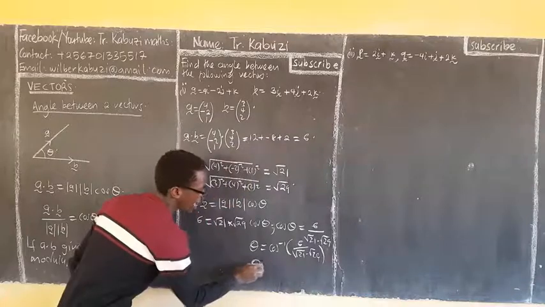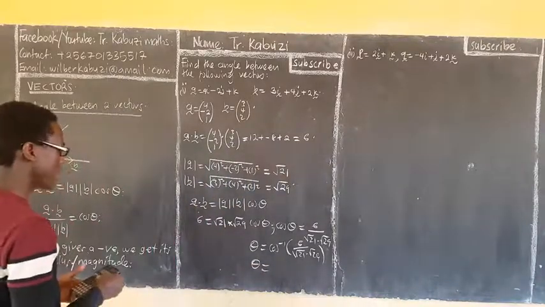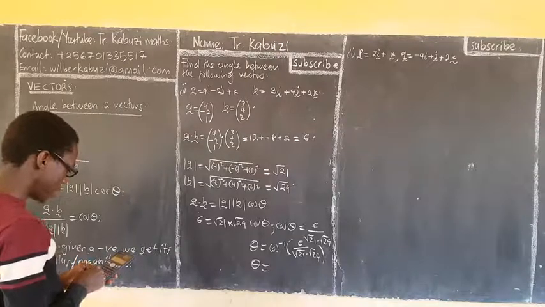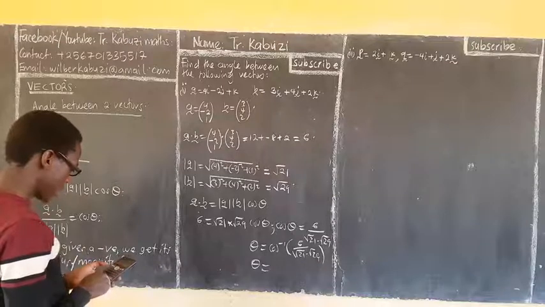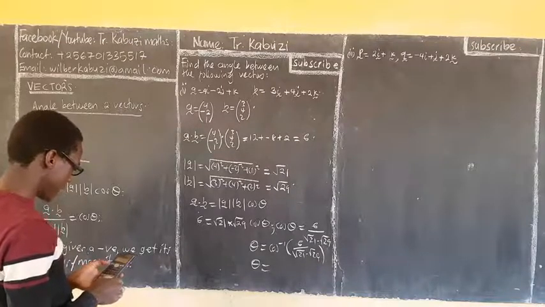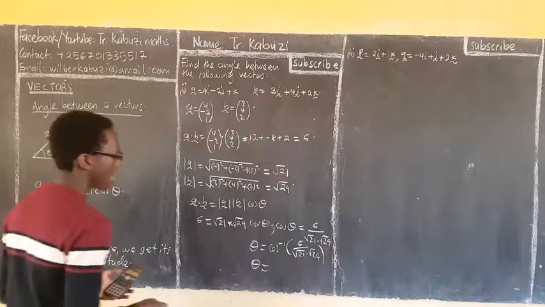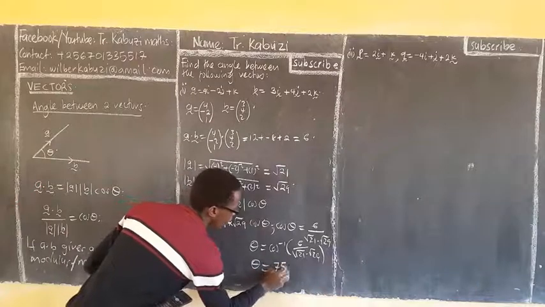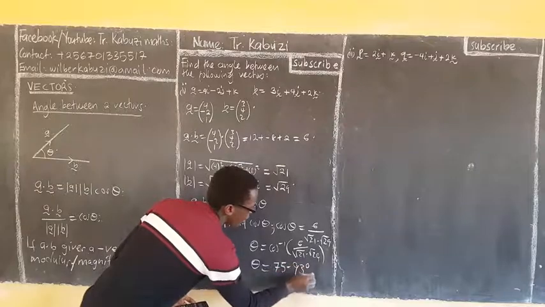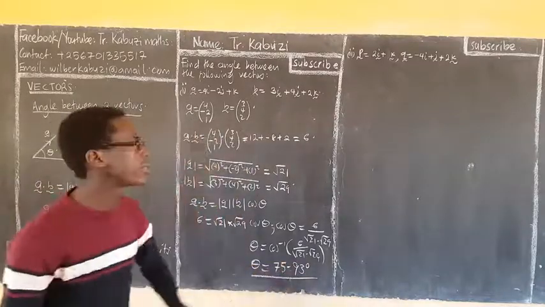And the answer you get here, you take your calculator. I have 21 times 29, then 6 divided by the answer, then shift cos of that answer. So here I have 75.93 degrees. We give angles to 2 decimal places.